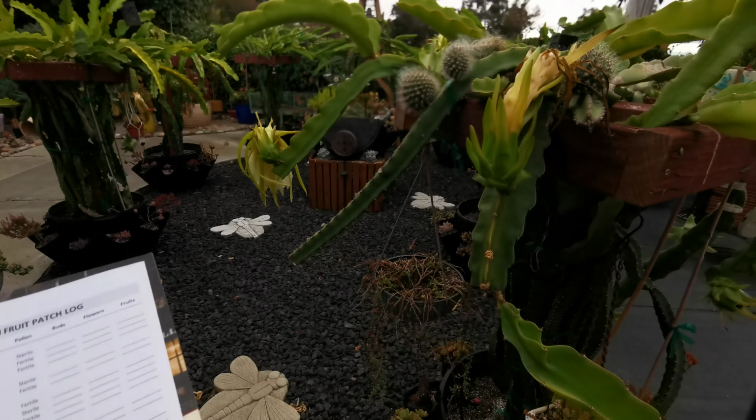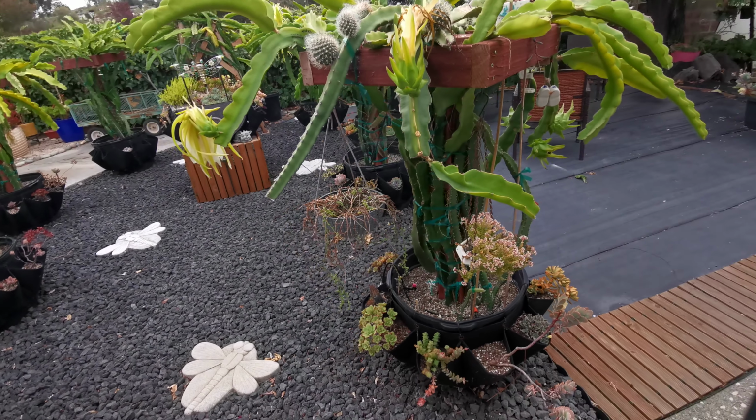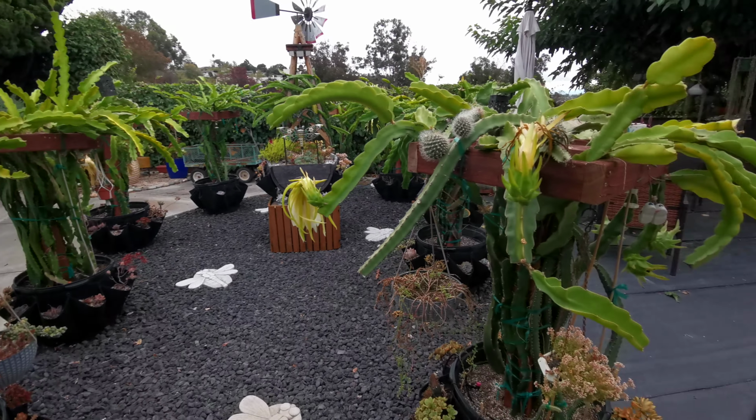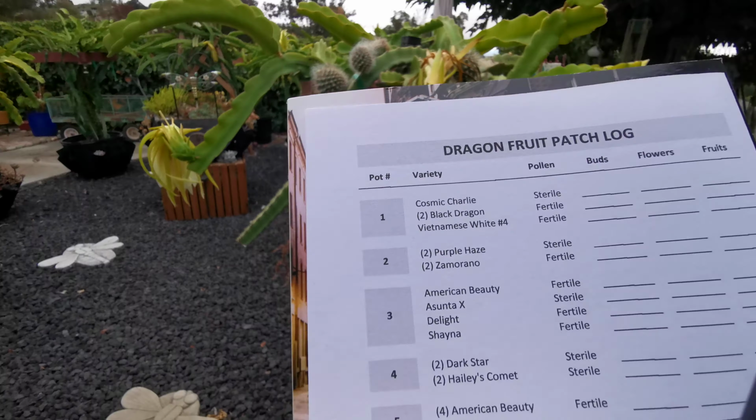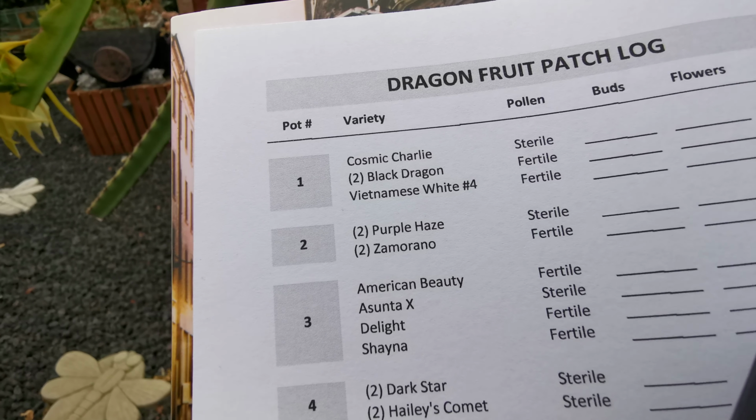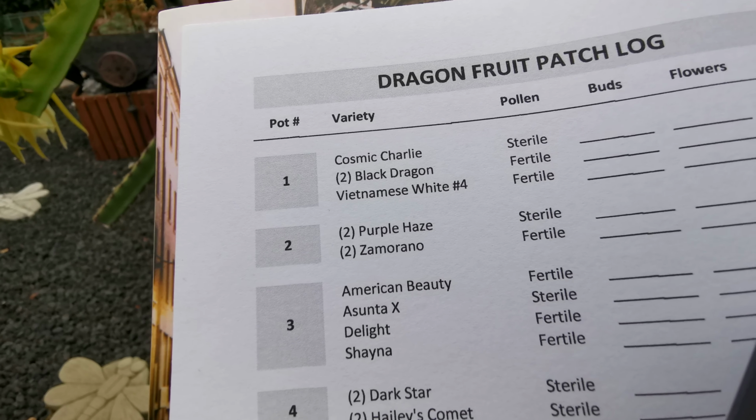You can see I have pots. I have about 11 pots right here. Every single trellis is a pot. So I have them under pot number, and then I list what's in the particular pot. So for instance, we're going to go through this list right here. This is the first pot. On this one, I have a Cosmic Charlie, 2 black dragons, and a Vietnamese white.